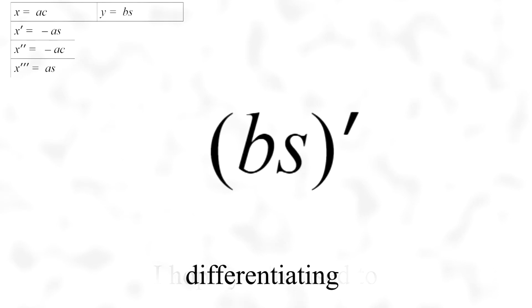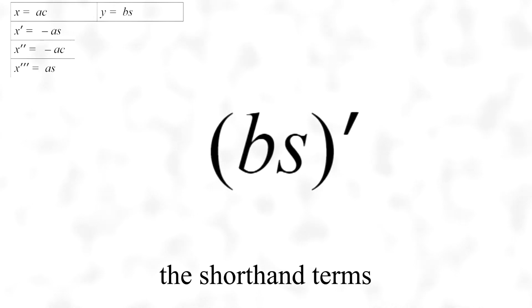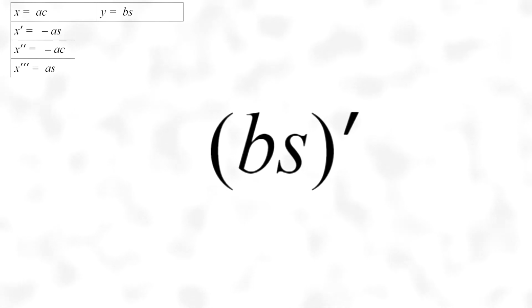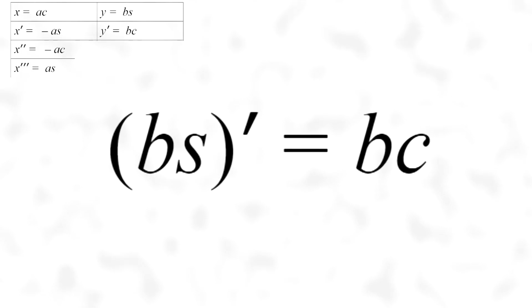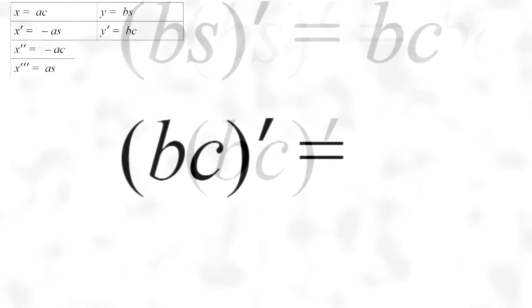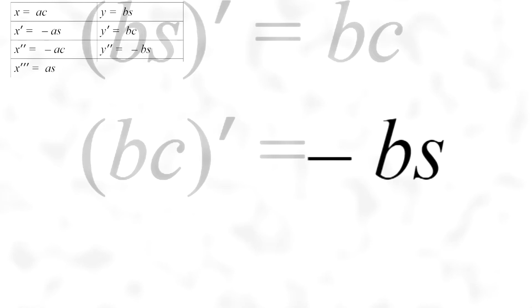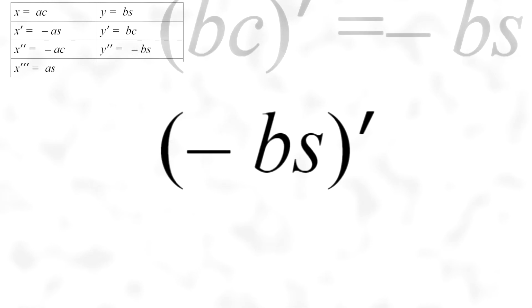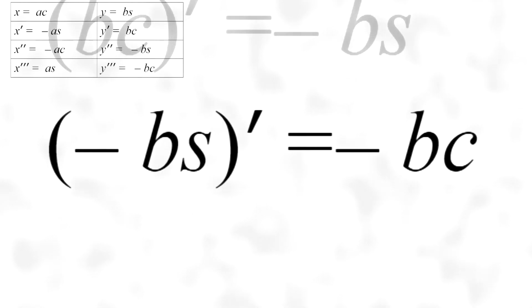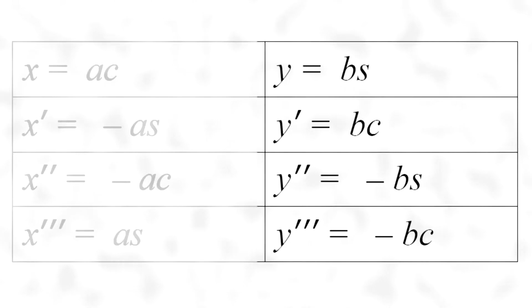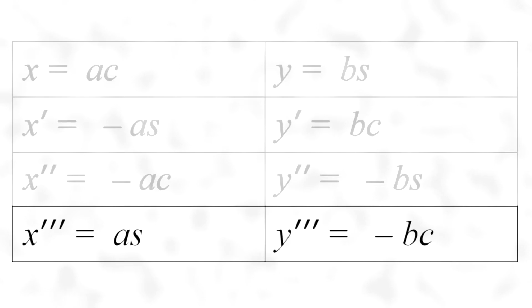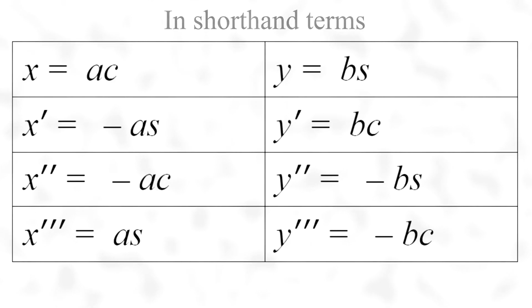I hope you are used to differentiating the shorthand terms, so without unpacking them, the bs turns into bc, which is the first derivative. After that, we differentiate bc again, where it turns into negative bs. This negative bs undergoes another differentiation, where this time it's negative bc. And these are our derivatives of x and y up to the third derivative in shorthand terms.